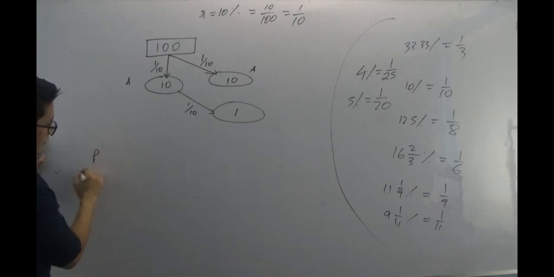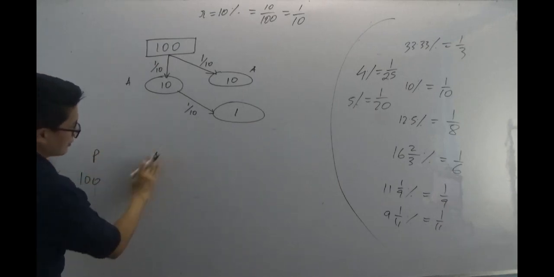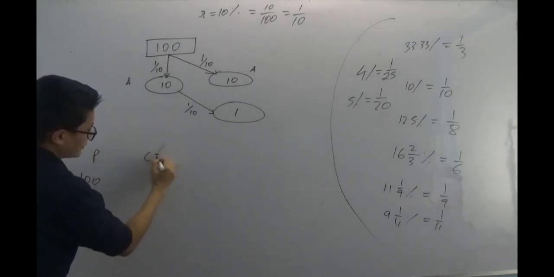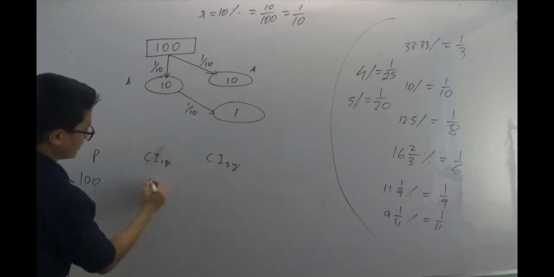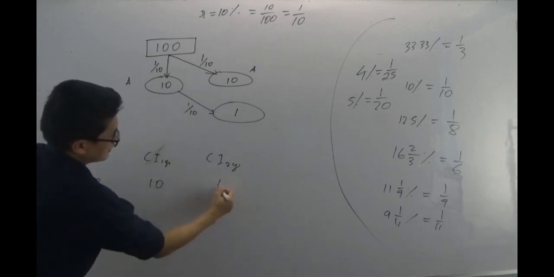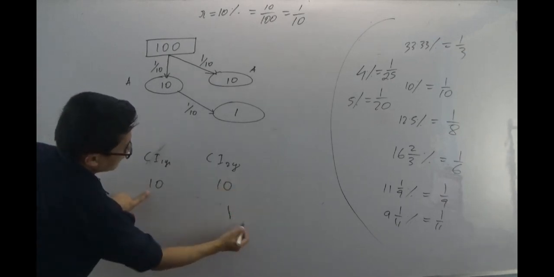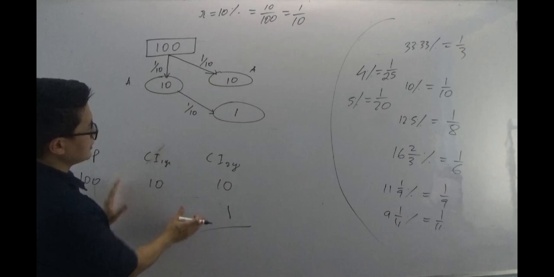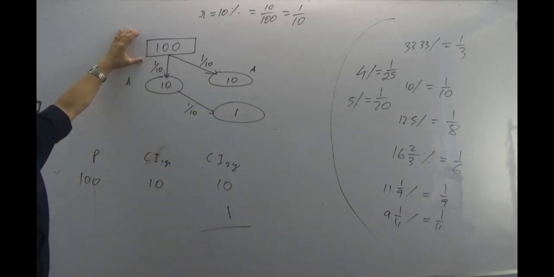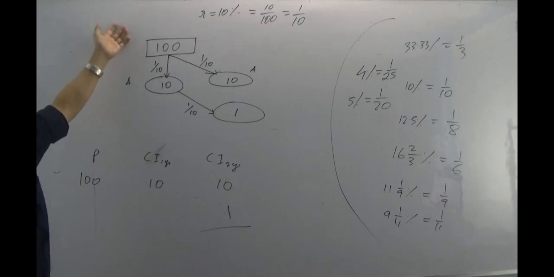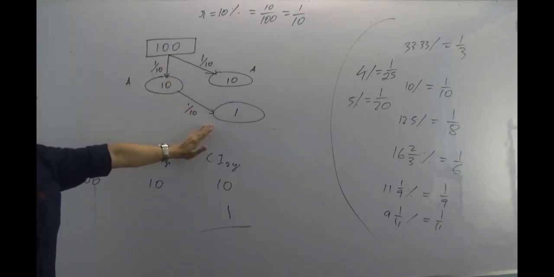Now, so the principal is 100. Compound interest for 1 year, compound interest for 2 years. 10 is added, then 100 and the 10, and then 10 and 1. Principal in the box and then the rest.